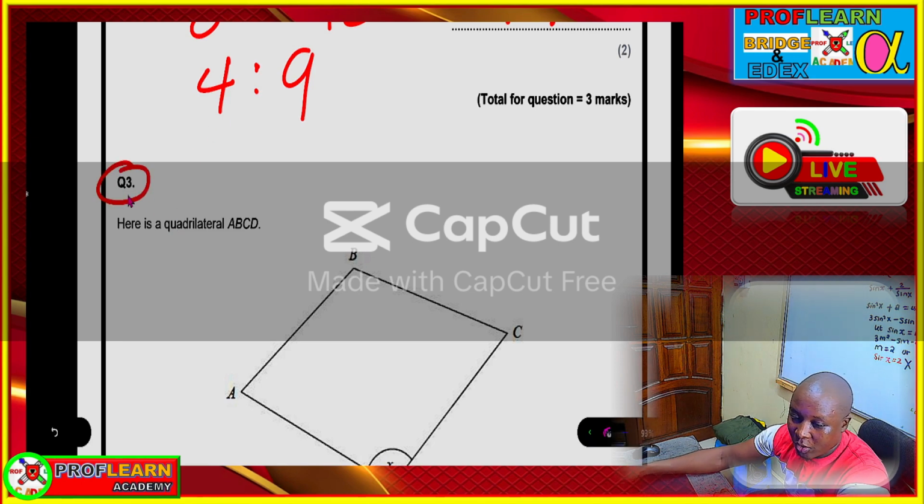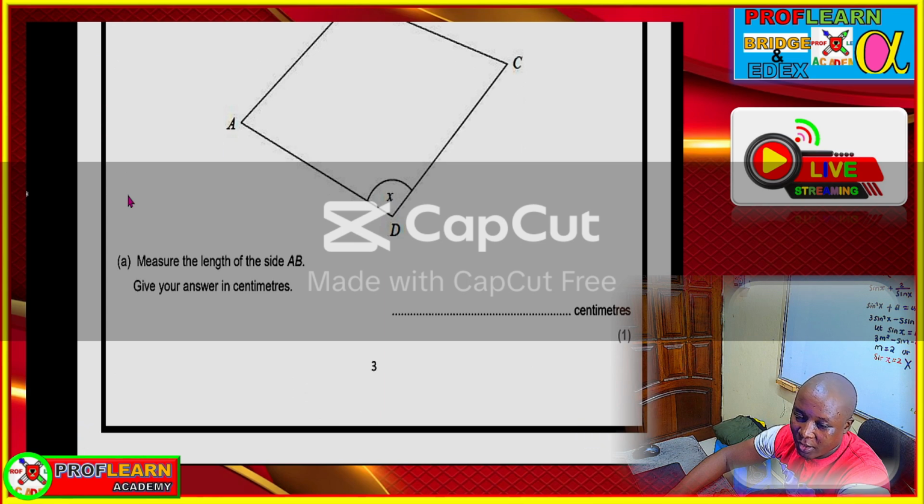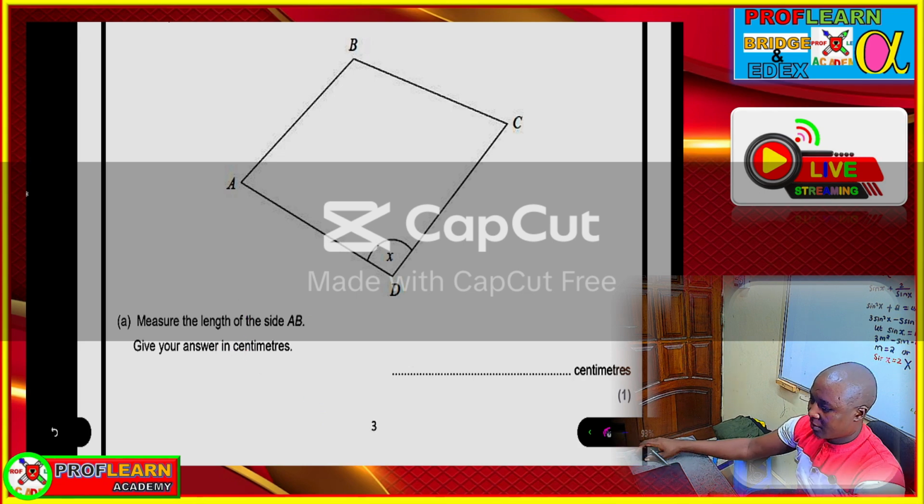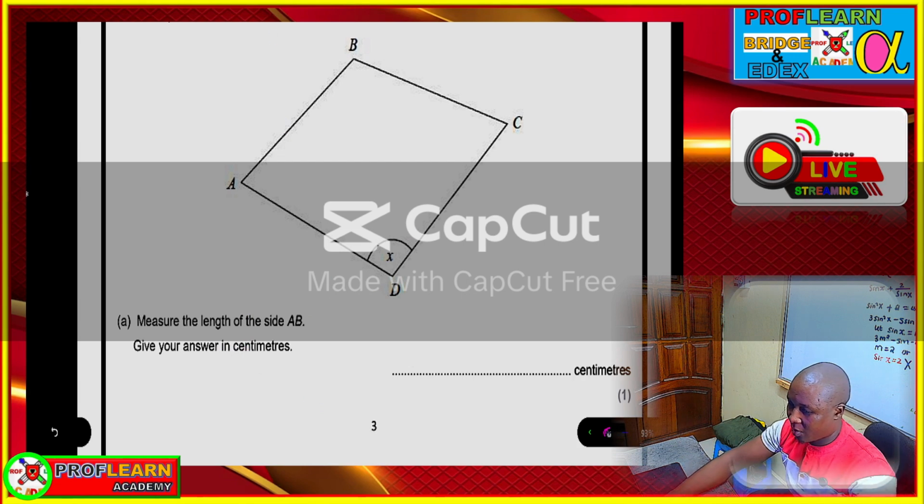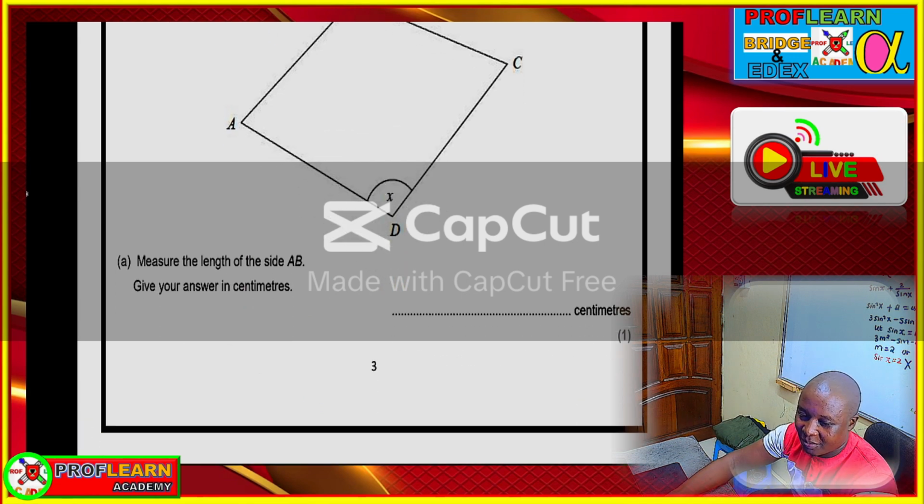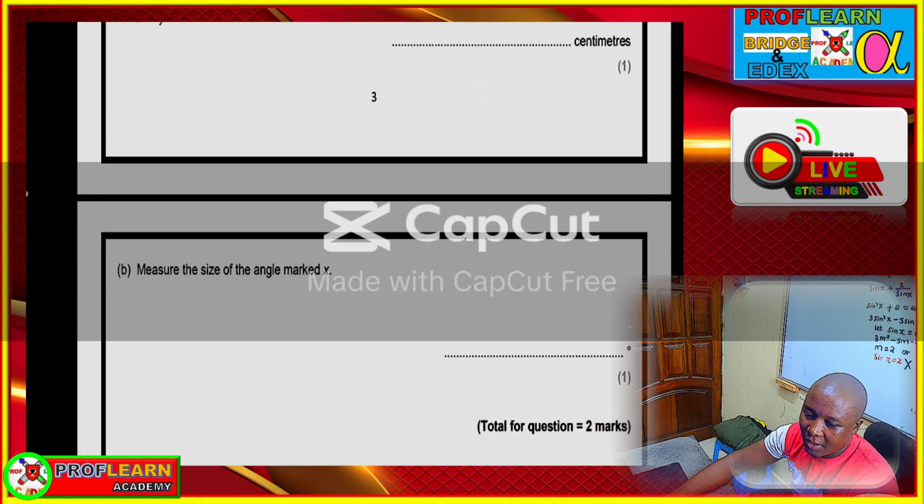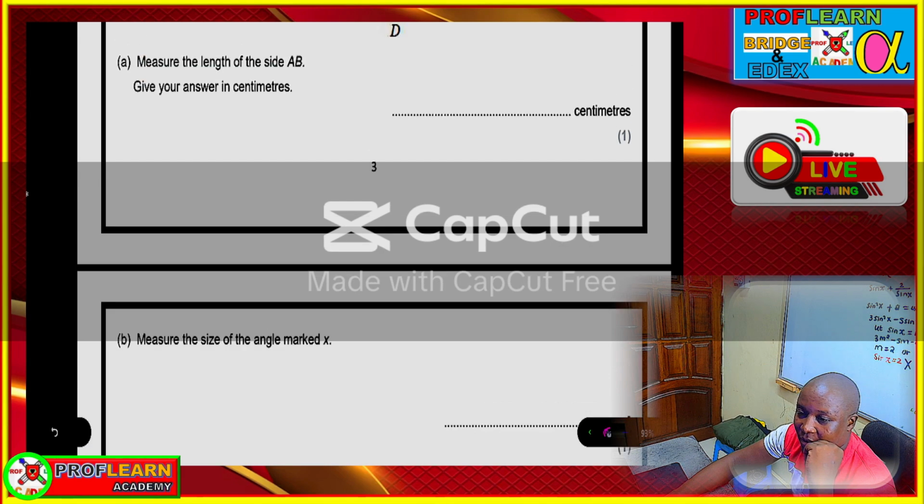In question number 3, we are talking of a quadrilateral. We are supposed to measure the length of AB. Here you are going to use a ruler to take the measurements. I believe that is okay, you can be able to do that, because I cannot measure online. You're supposed to measure the length of AB, and also the size of that particular angle using a protractor. But measuring the lengths, you can be able to do it.